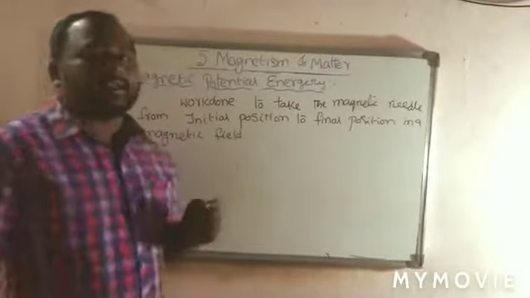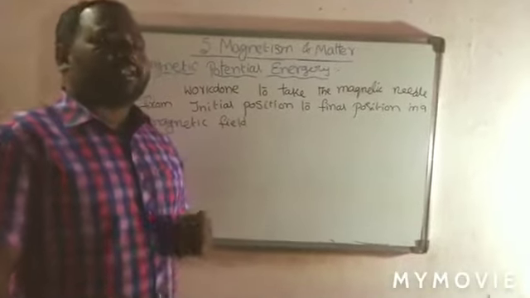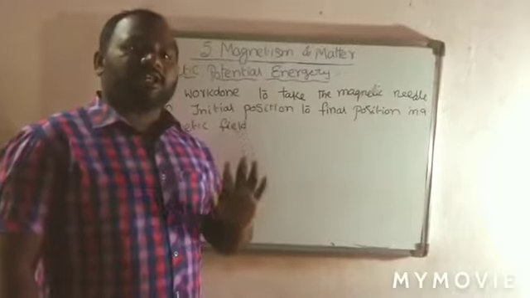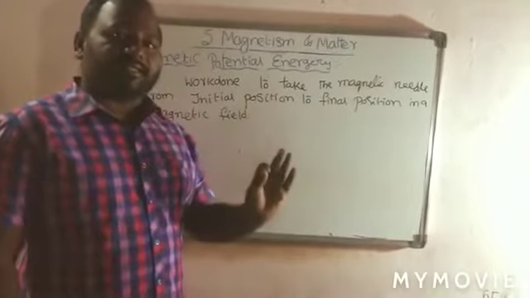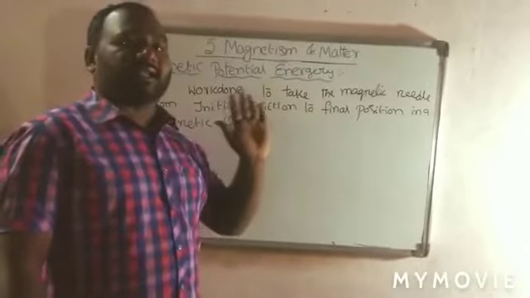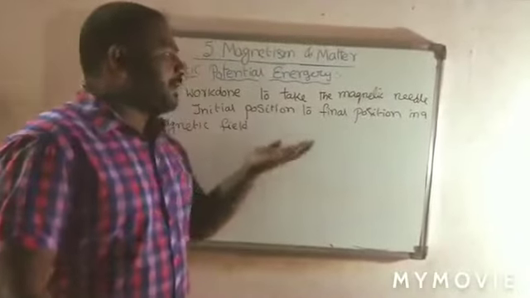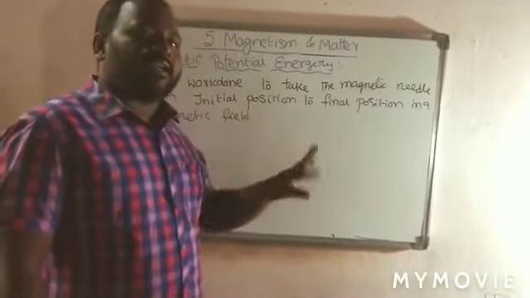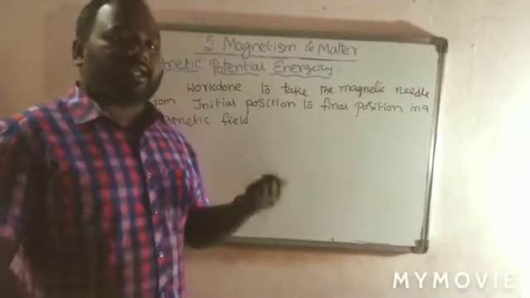Next one is magnetic potential energy. First you have to remember electric potential energy. What is electric potential energy? It is the work done to move a charge from initial point to final point in an electric field. In the similar way, in the magnetic field, we place the magnetic dipole. Now, we do work to move the magnetic dipole from one position to another position. That is called magnetic potential energy.